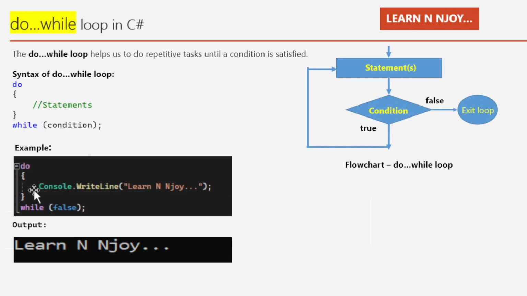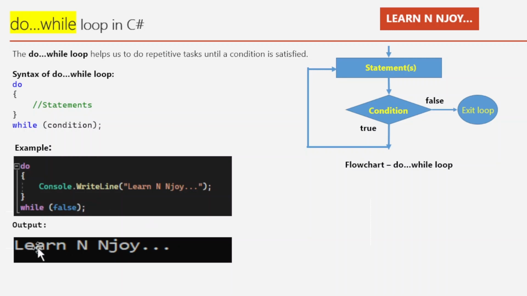Okay, let's see the example shown over here. First we write do, opening and closing curly braces, and in between I have written this statement Console.WriteLine("learn enjoy"), and I have written while, opening and closing parentheses, and in between I have written false. What does the false condition over here mean? The condition is always false. So after executing the statement the first time, control would not enter the do while loop again, and it exits the loop then and there.